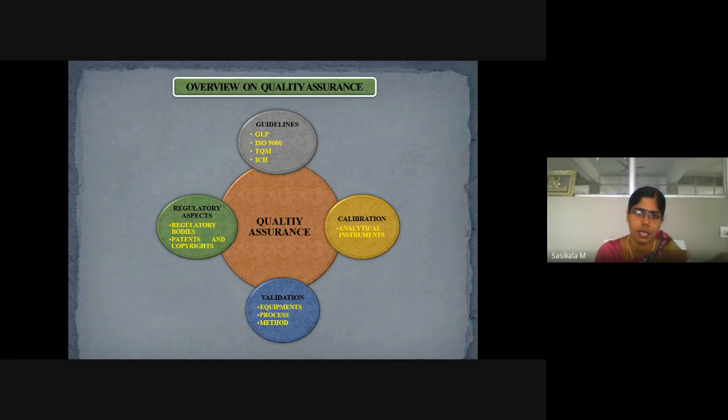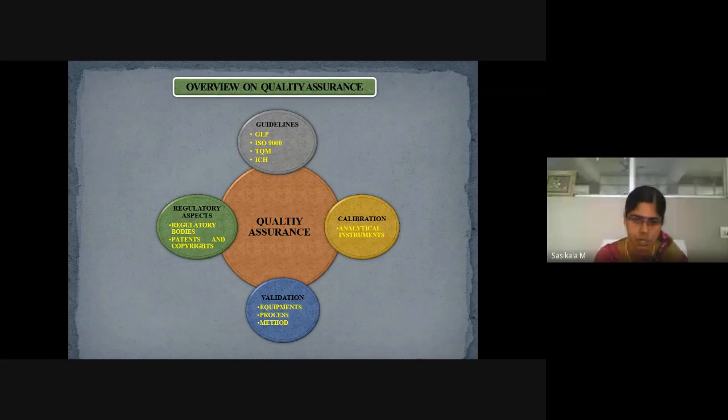Likewise, samples are analyzed through these quality control methods to identify. Our main aim of analysis is what? To identify the quality and purity of the drug substance to ensure its safety and efficacy. And how will we get 100% quality for the drug? By following quality assurance procedures.